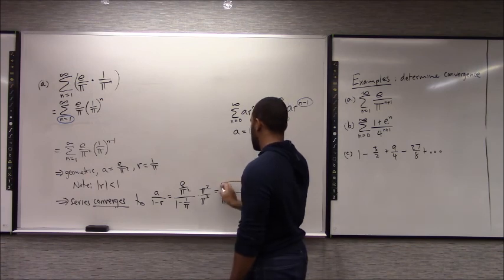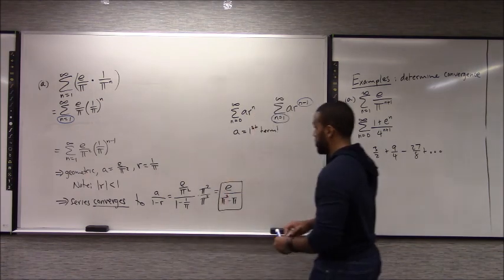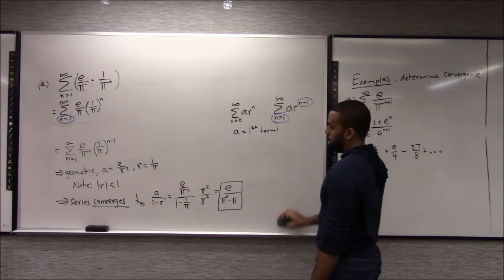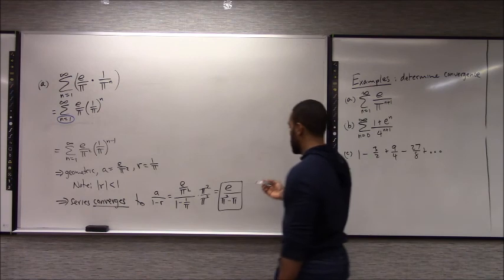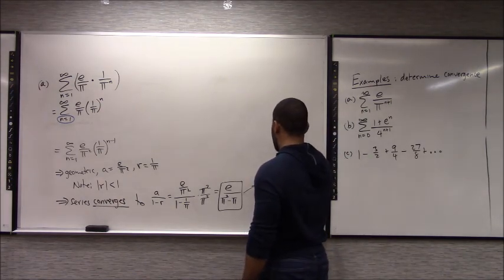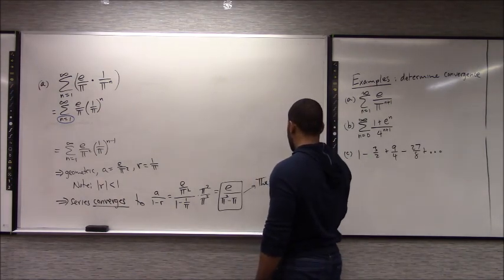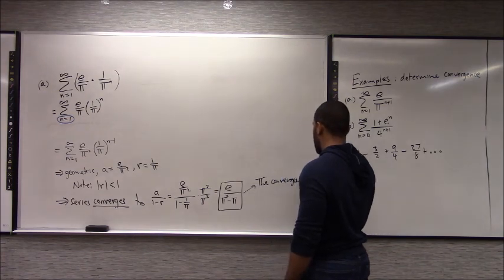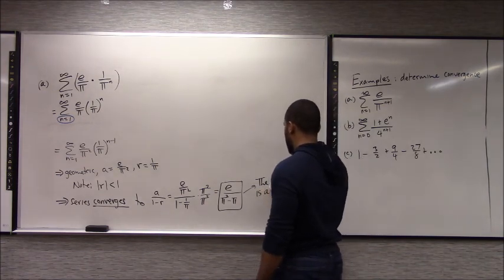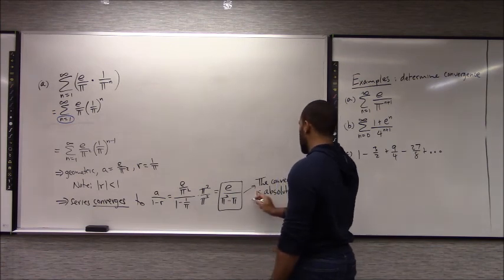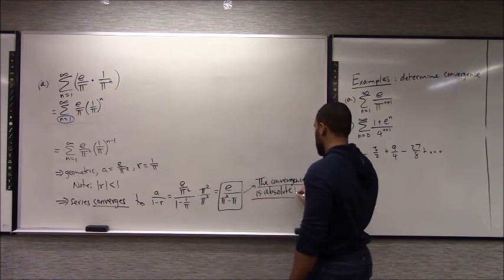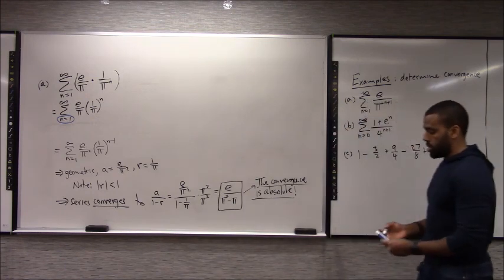So that's what it converges to. Another thing I wanted to remind you from last time is the convergence is absolute. Meaning, even if I were to throw absolute values around this thing, it's going to work. Once a geometric series converges, it actually converges absolutely.